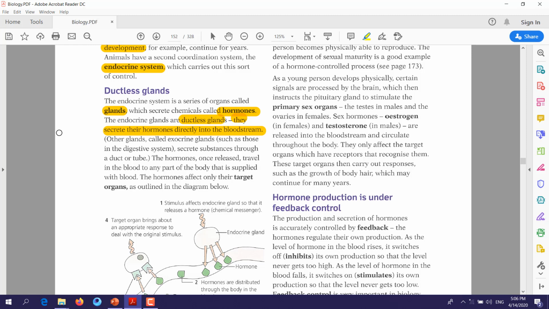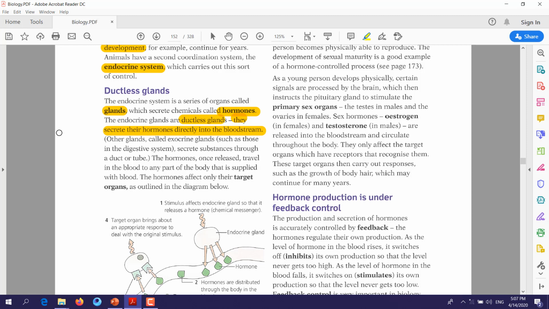It's not like, for example, the digestive system glands. Some digestive system glands, when they release the enzymes, these enzymes will be sent through tubes, then into other body parts. For example, if you remember, the gallbladder will make the enzymes, and these enzymes will be sent to the small intestine, and then the process of digestion will happen.